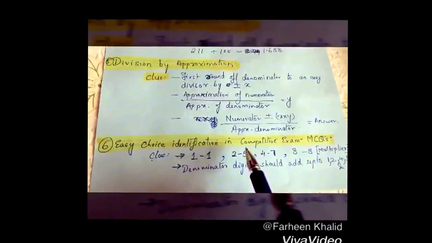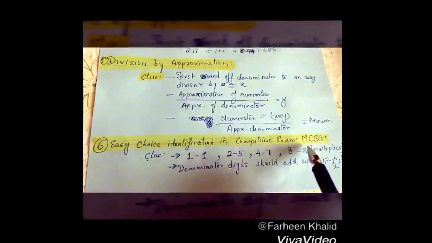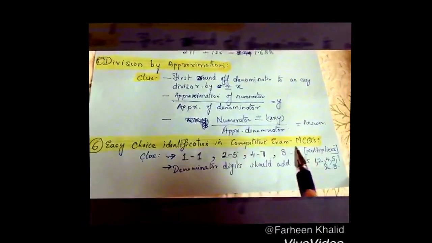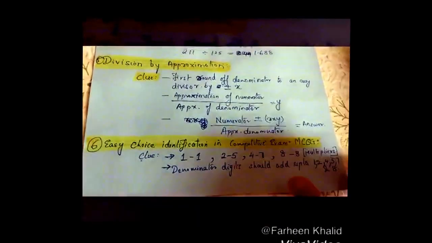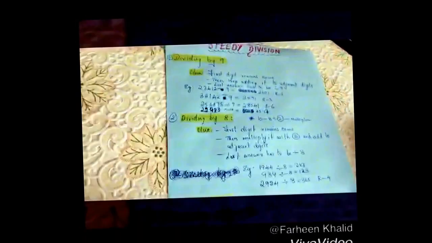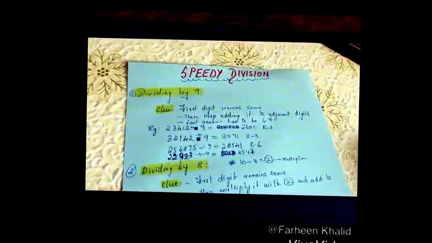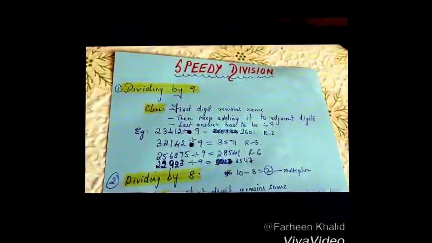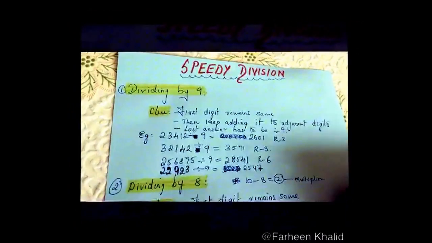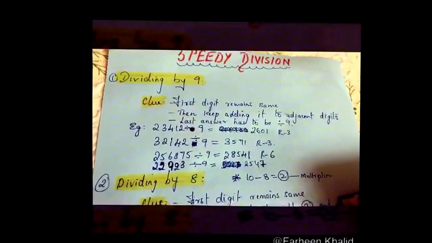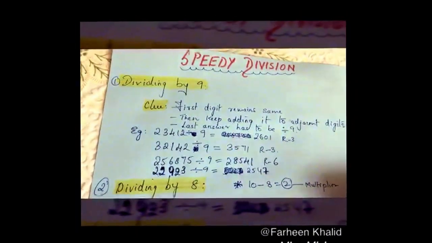When you are appearing for a competitive exam, you have these multiple choice questions and you do not really have time to solve the complete question to get the answer. So here we are going to explain the method by which that can happen in seconds, and you find out what your choice is. Okay, so let's start with the first one, which is dividing by 9.